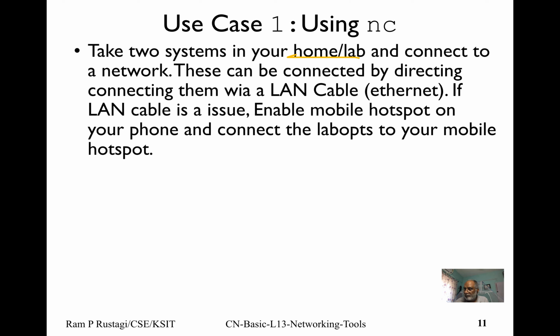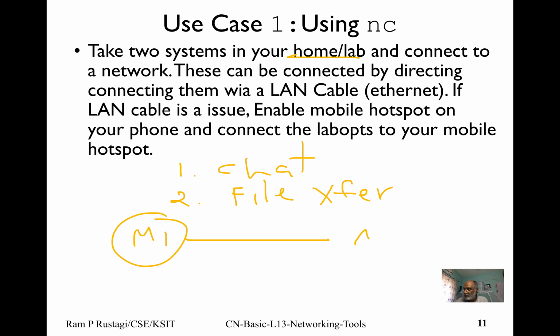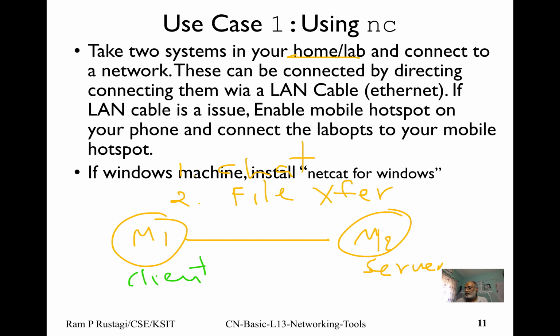So basically do chat, do file transfer among two machines, get a feeling. One machine should run a server. So this is machine 1, connect either directly through a cable or through a phone hotspot and run the server, one machine server, one machine client, and do all kinds of chat and file transfer, and understand how NC works.